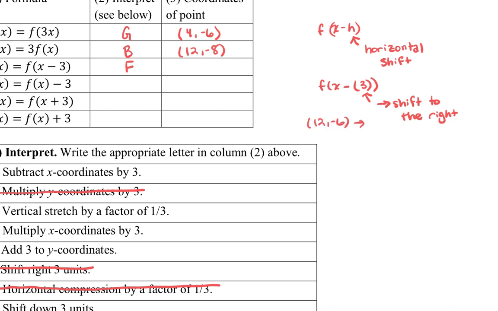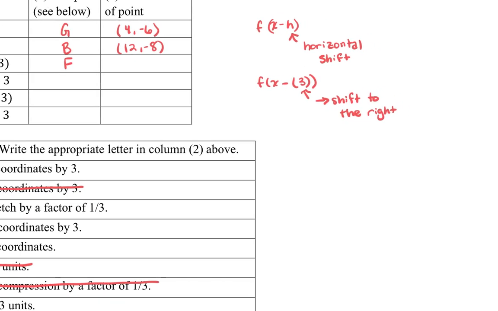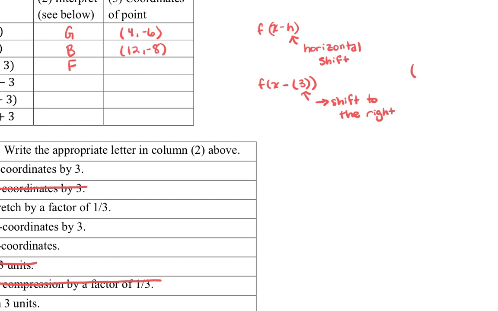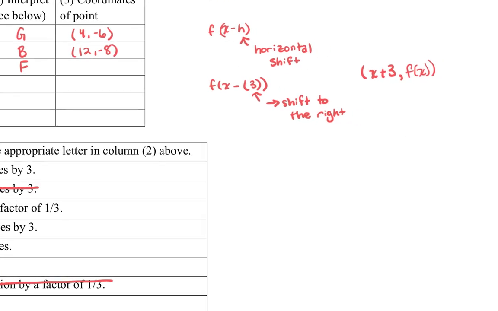And if we think about it as far as our points, we need to change x to x plus 3, right? Because we're shifting it to the right 3. And then our f(x) stays the same because we're not changing anything to our f(x). So that will look something like (15, -6). So that would be right here, (15, -6). I'll go ahead and erase this.